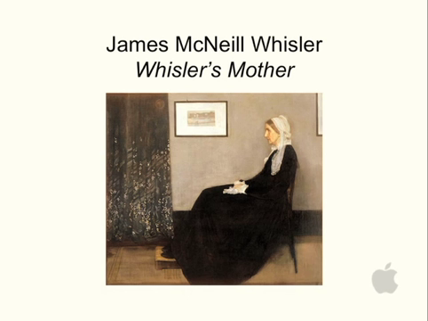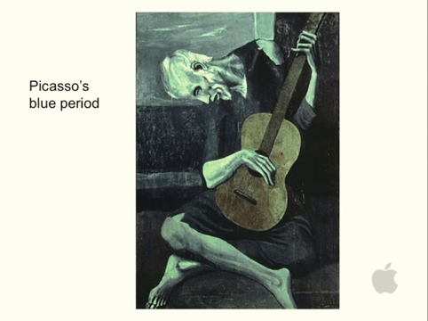We've got James Whistler again, and here he's done a portrait of his mother, Whistler's mother, and this too is considered monochromatic. So the colors here are rather desaturated. They're not intense. In Picasso's painting, he went through a period called his blue period, and this is an example from that.